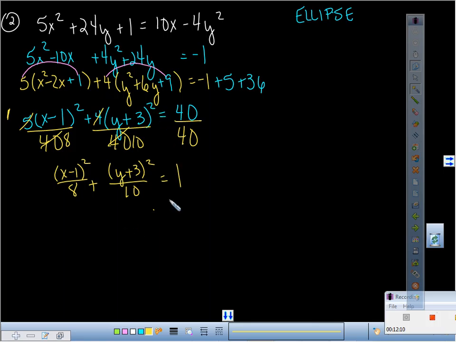Now I want you to know that one of these is an a squared and one of them is a b squared. How do you know which one's which? a squared is the bigger one, so this is going to be a squared, and this one's going to be b squared. So here's what Trey said: this big guy is under the y, so that means my major axis, that 2a, is running up and down with the y-axis. So that means this thing is going to be vertical.